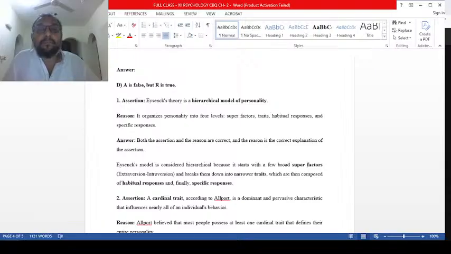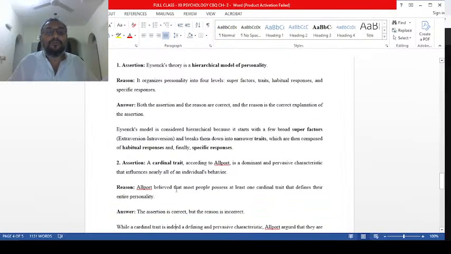It organizes the personality into 4 levels. Actually it is out of your context. Super factors, traits, habitual responses, specific responses. But sometimes they will ask you the 4 levels, they will not ask, but they will say. So assertion is very clear, it's your syllabus only, hierarchical model of personality. It is basically divided into 4 levels: super factors, traits, habitual responses, and specific responses. Hope it's clear to you people.